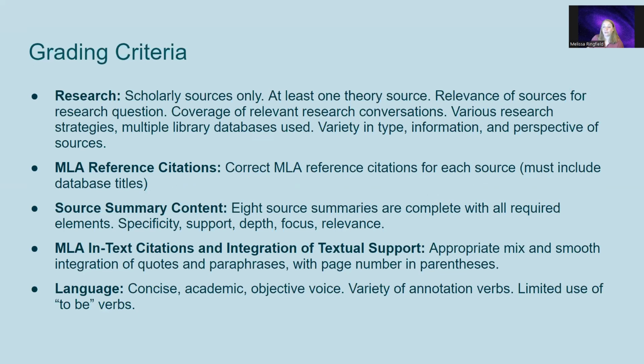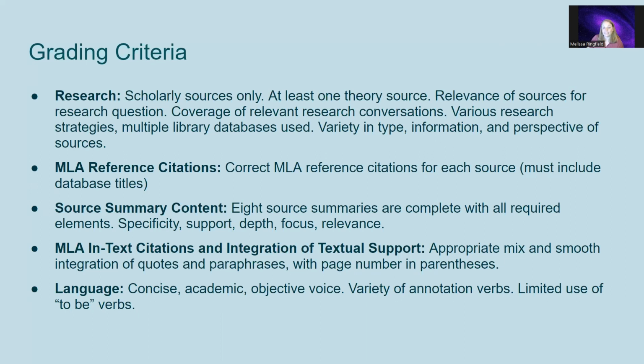Your ANBIB will be graded according to the following criteria: research, scholarly sources only, at least one theory source, the relevance of sources for the research question, coverage of relevant research conversations, various research strategies and multiple library databases used, variety and type, information, and perspective of sources. MLA reference citations. This means correct MLA citations for each source, and including the database titles for each source. Source summary content. All 8 source summaries are complete with all required elements. This takes into account specificity, support, depth, focus, and relevance of summaries.